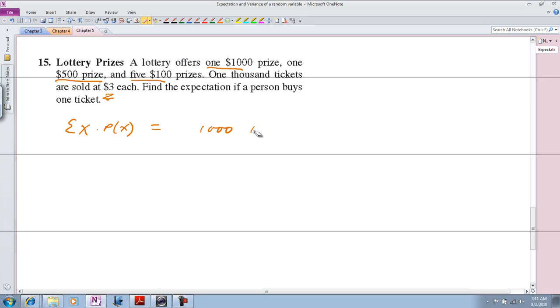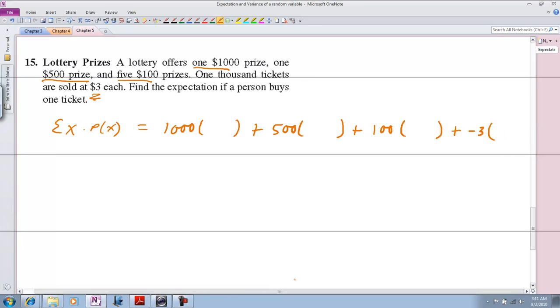I gotta leave room for the probabilities, right? So let me go. You win 1,000, and we'll put its probability there. You win 500, we'll put its probability there. You win 100, or you lose $3, and we'll write its probability over there. Let me just scroll over a little bit. Okay, so what's the probability of winning 1,000? Well, they sold 1,000 tickets, so you have a 1 in 1,000 chance because there's only one $1,000 prize. 1 in 1,000 is 0.001.